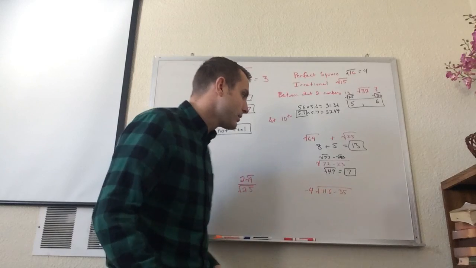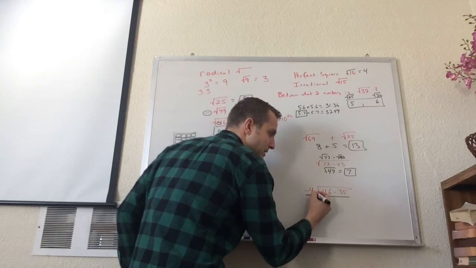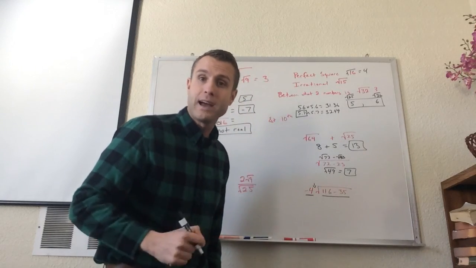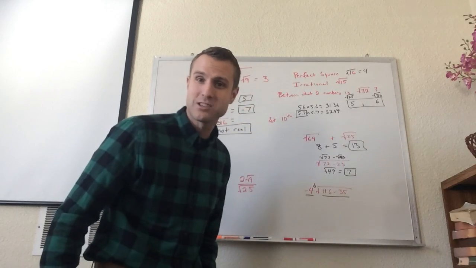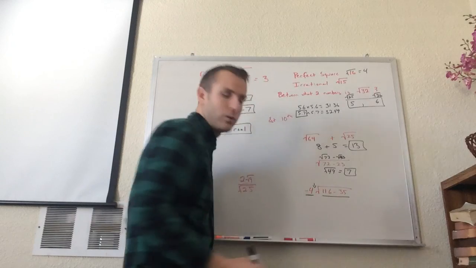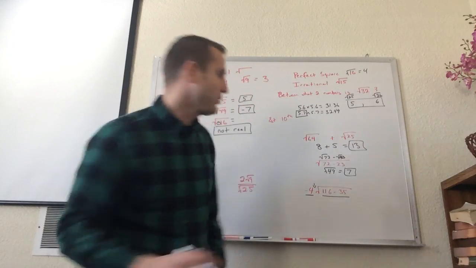Now down here, notice this is inside the square root, and then notice there is nothing between this and the square root. There's no addition or subtraction sign. What that means is that negative 4 is being multiplied by the answer to the square root. So first I'm going to do inside the square root. I'm going to do 116 minus 35. That's going to give me 81.